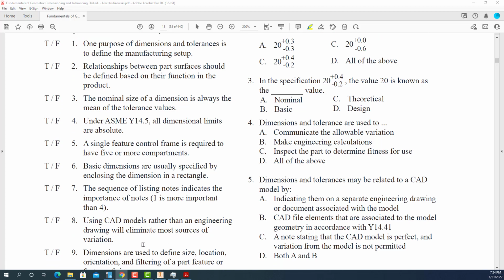Number 8, James. Using CAD models rather than an engineering drawing will eliminate most sources of variation. False. It will not eliminate sources of variation, or most of them even.